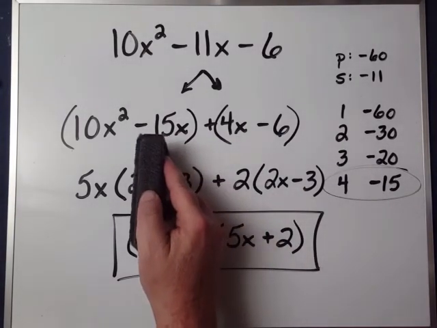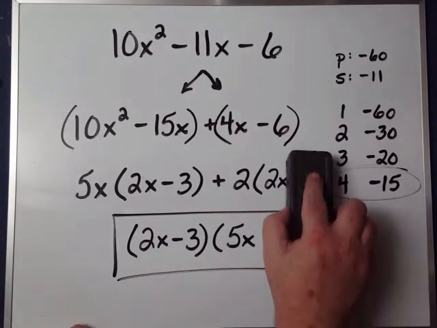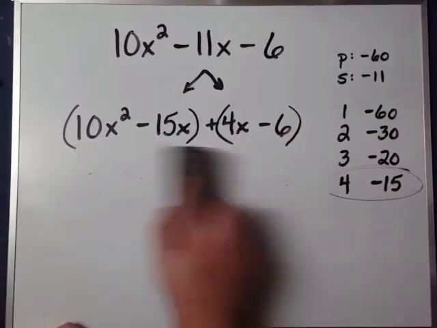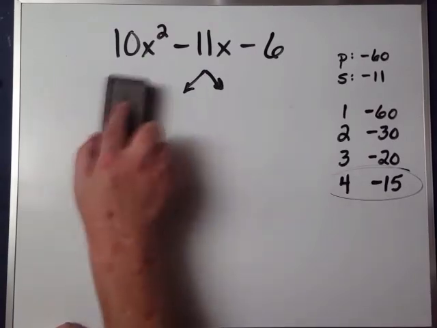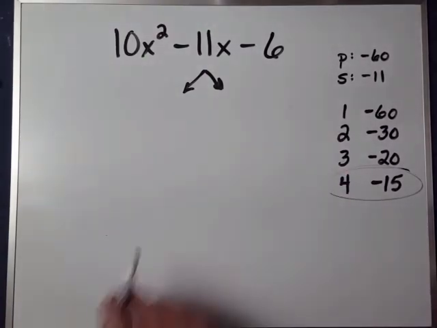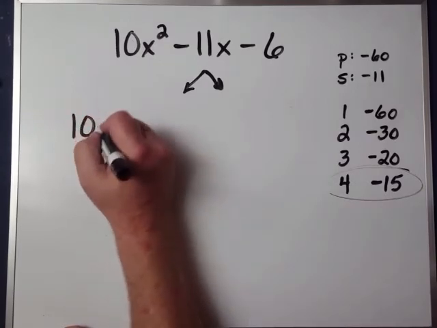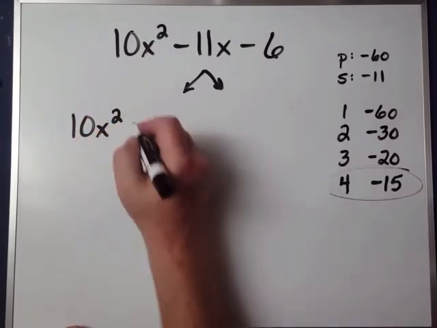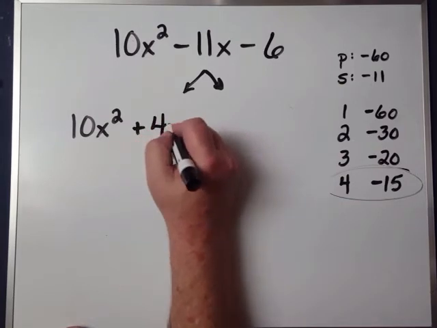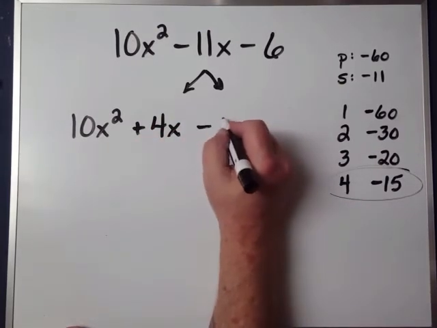Let me put my 4 up front and my 15 in the back this time, because that might be the way some of you did this, or perhaps even most of you. Let's use my two numbers to split apart my middle term. And there's nothing wrong with using my plus 4 first and then my minus 15.